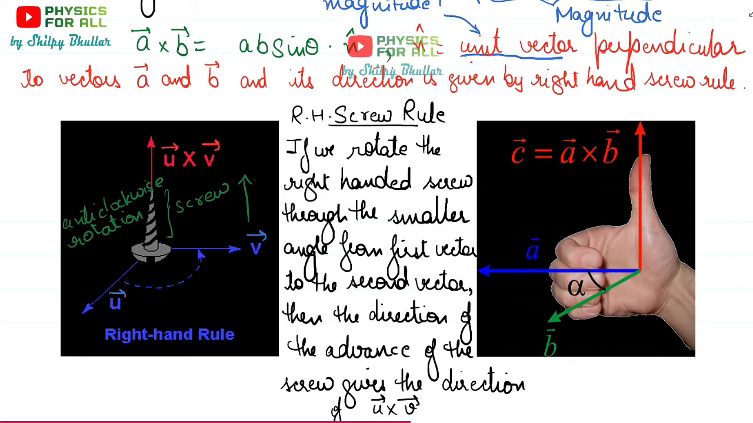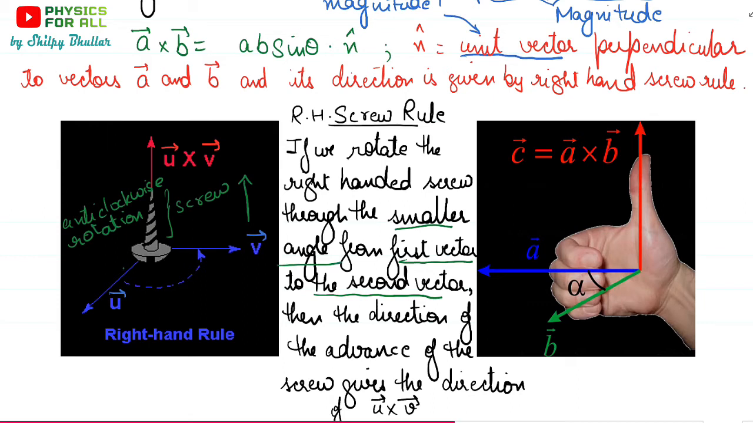This is the normal phenomenon. Whenever you hold a screw in your right hand and rotate it anti-clockwise, it would definitely go upwards. So this tells us the direction of the vector. The direction in which the screw moves is the direction of the resulting vector. So here, we rotate the right-handed screw through the smaller angle from the first vector to the second vector. It's important which vector you are considering to be the first one. And again here, we have considered the smaller angle.